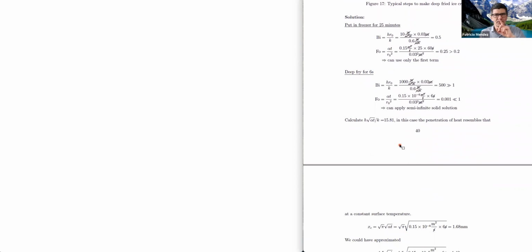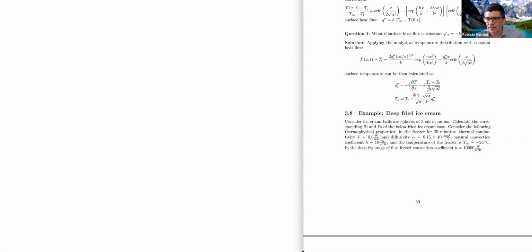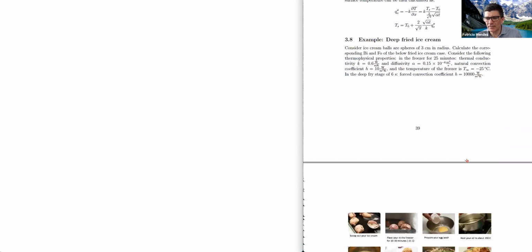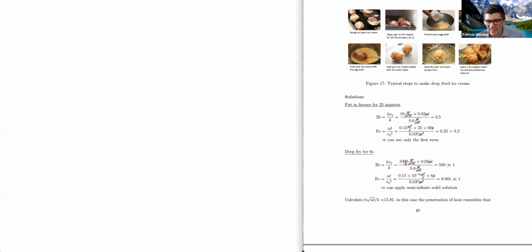Let's look at the numbers now. When you're deep frying, I think the heat transfer coefficient would be 10,000, even if it is 1,000. We get a value of Biot of 500, much bigger than one. Okay, that's cool. And what is the Fourier number? The Fourier number is 0.001, much less than 1.